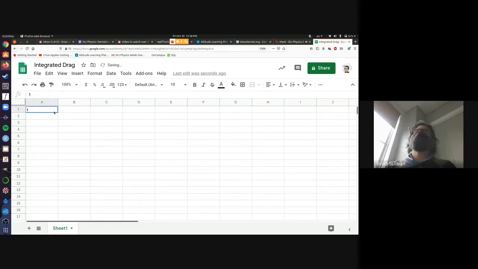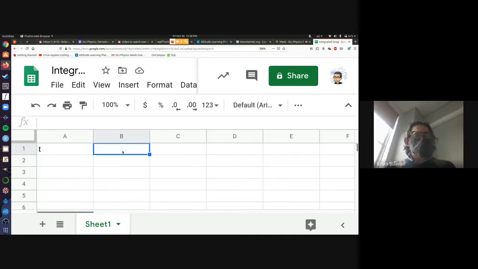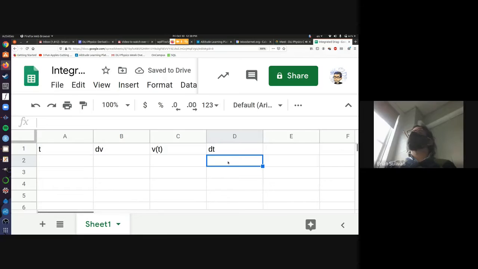I have time. I would like to also have a column that tells me my dv, my little change in v, and also my v at that time, v of t. We need some constants. My time step size. What's a good time step size? A 10th of a second? 100th of a second? 0.01. What's my g? 10. Remember, I'm taking down to be positive, so g is just 10.